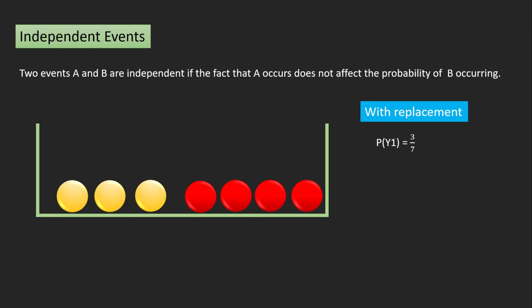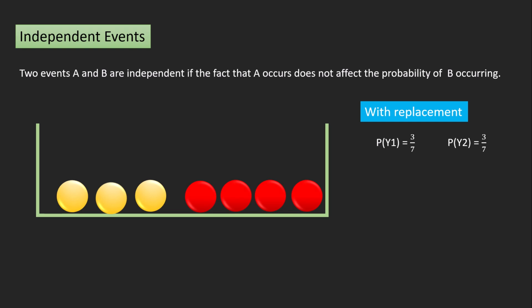Now, let's move on to the second attempt. What we did, we picked one ball from the box and put it back. We will again pick a ball from the box, write down its color and put it back. Since the number of yellow and red balls remains the same, the probability of selecting a yellow ball on the second attempt is also 3/7. This holds true for any subsequent attempts as well.